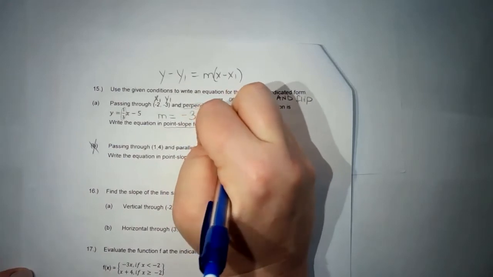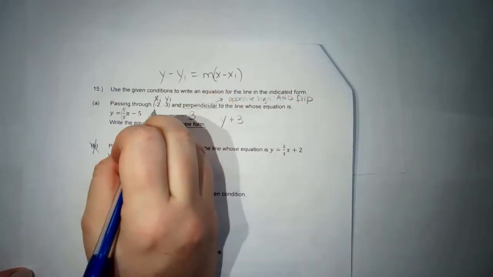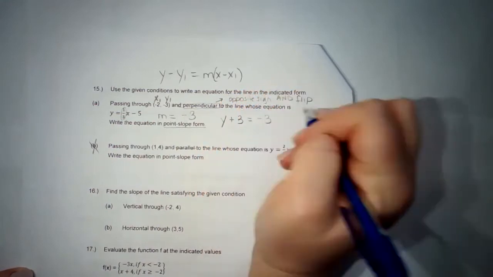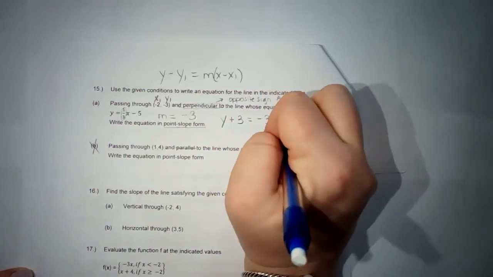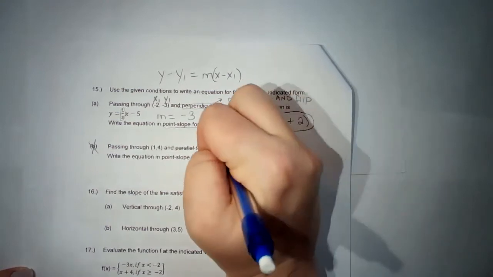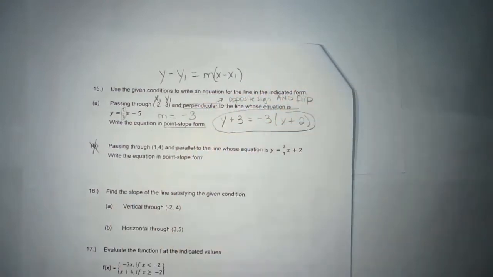So Y minus Y1 is a Y plus 3. Remember our point up here? Equals -3. There's your slope. X minus X1 is a positive 2. And you're done.